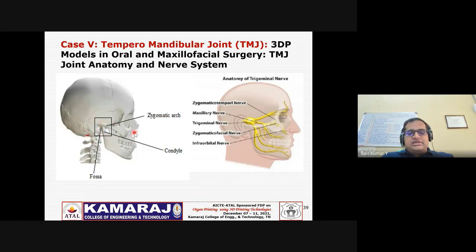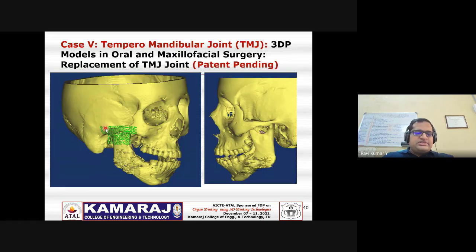Why this is so complex for an oral maxillofacial surgeon is that you have several nerves near your TMJ joint. So where you have the joint, you have several nerves, and the nerve relieving should be done and all that. Okay, so this is what exactly I'm talking about.